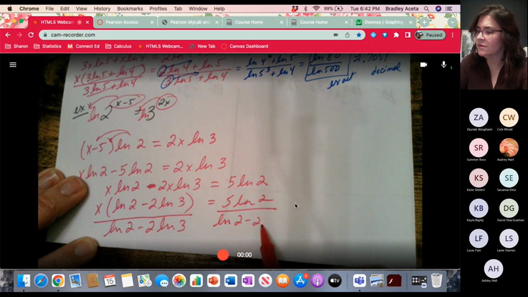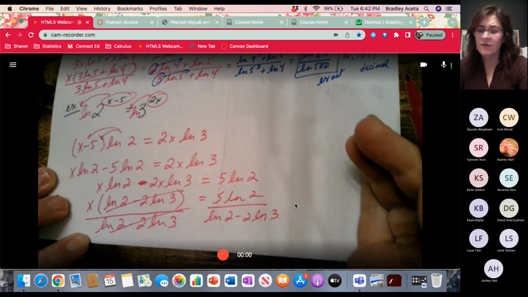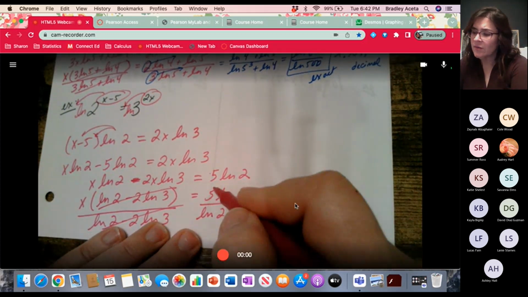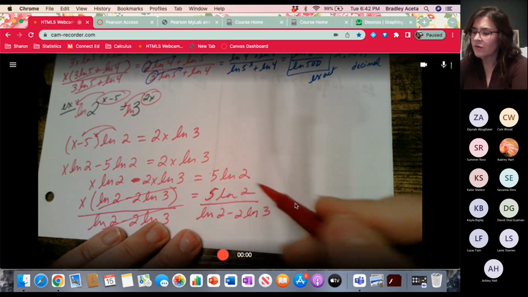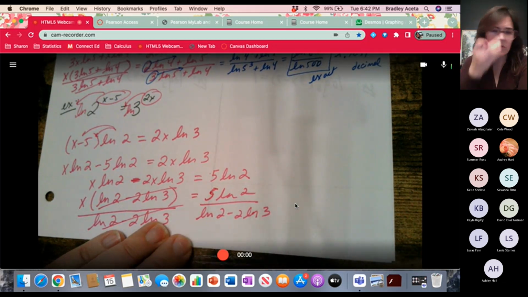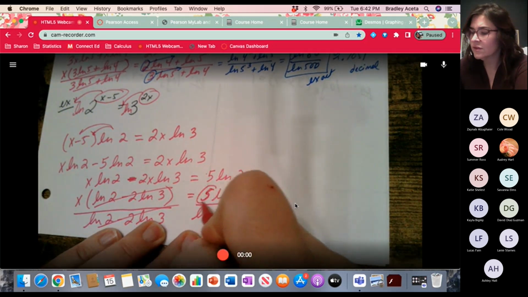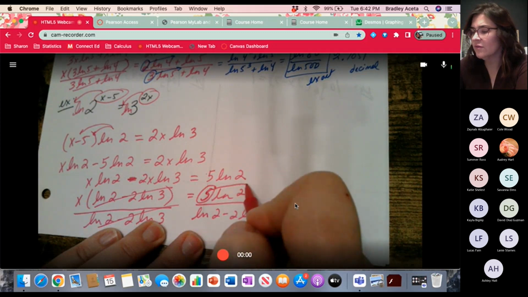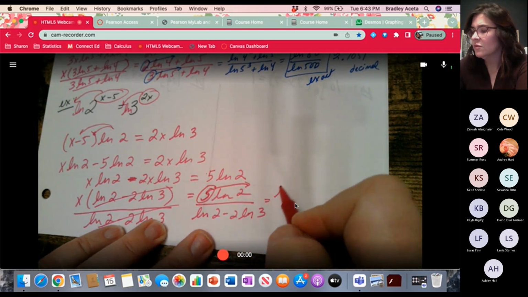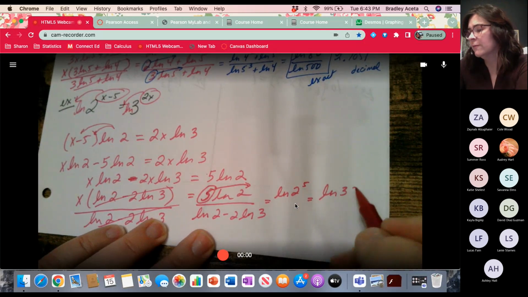ln 2 minus 2 ln 3. Now, I'm not sure, somebody might want to check for me, but I'm not sure if they would accept this as an exact answer. I know I do, but I think everything that I'm writing seems to be getting it down further. So just to go simpler, you can call that 5 to the power of 2, which would be ln of 2 to the 5th, which is just ln of 32.